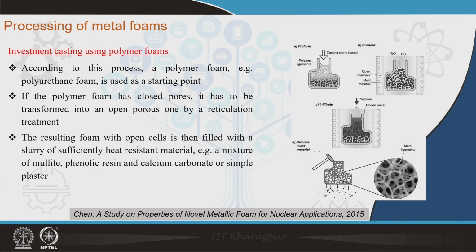If the polymer foam does not inherently have a high amount of open porosity, the open porosity has to be induced in these foams. After the burnout stage, where the polymer foam has been burnt out, we obtain a porous ceramic or plaster scaffold, and these pores replicate the initial polymer struts or polymer arms between which the plaster has been impregnated. And in the next stage, which is shown by stage C over here, this molten metal.